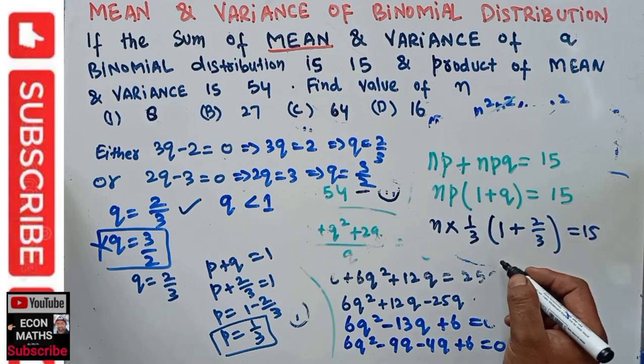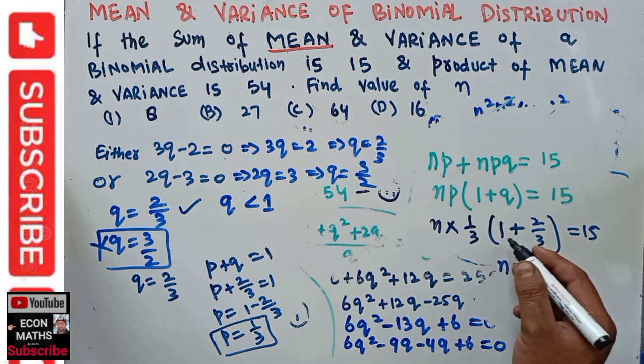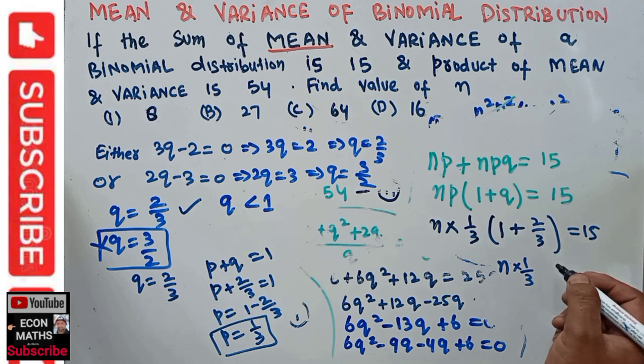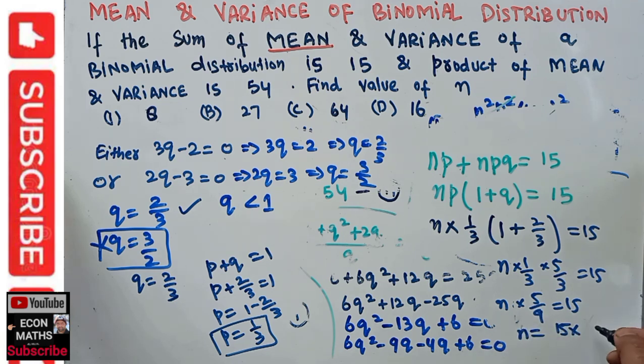So this becomes n into 1 upon 3 times 5 upon 3, which is equal to 15, or n into 5 divided by 9 is equal to 15, or n is equal to 15, transposing it will get multiplied but reciprocated, 9 upon 5. 5 threes are 15, 3 nines are 27. That gives us the value of n. So the correct option should be this option.